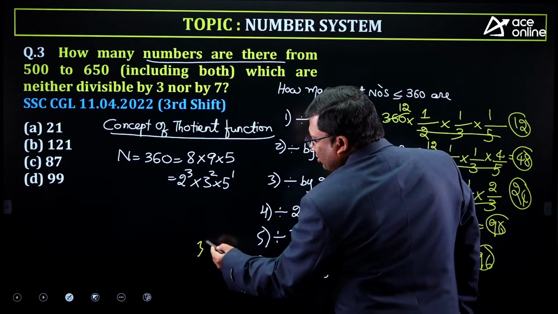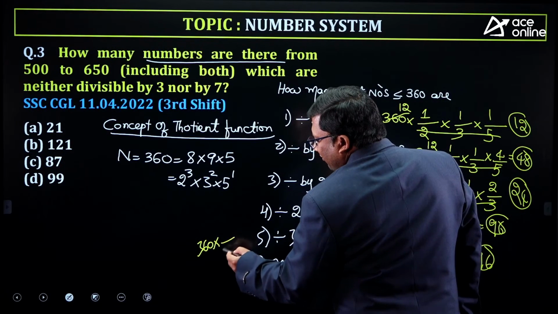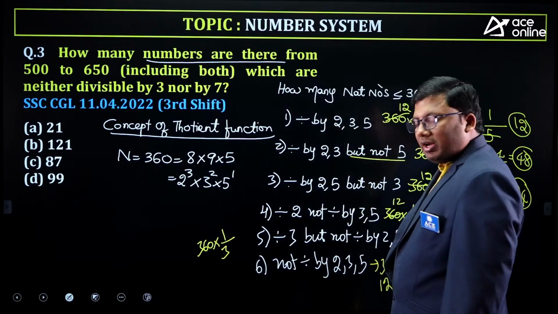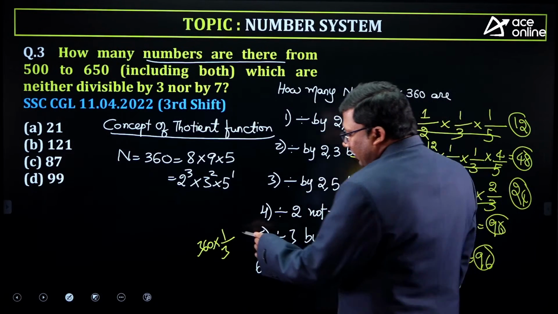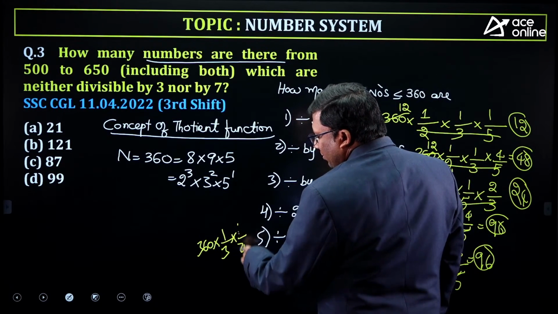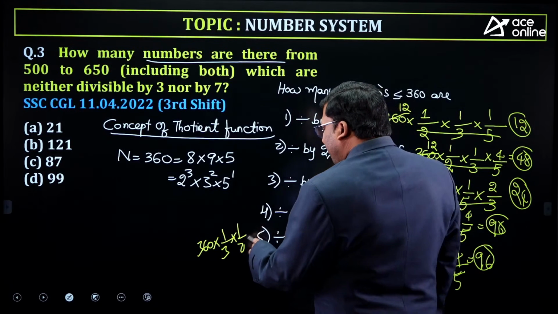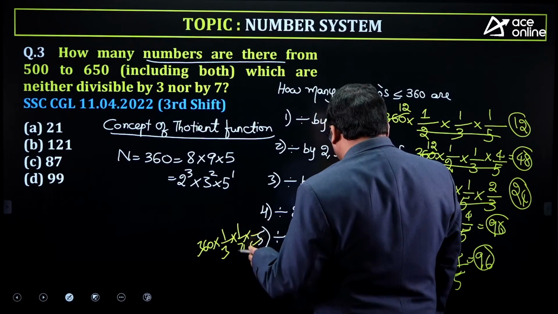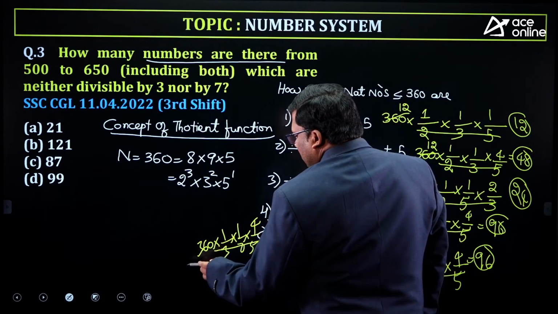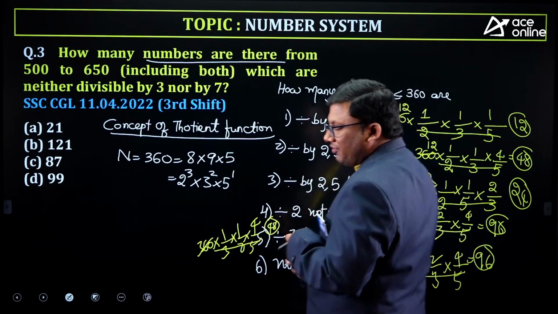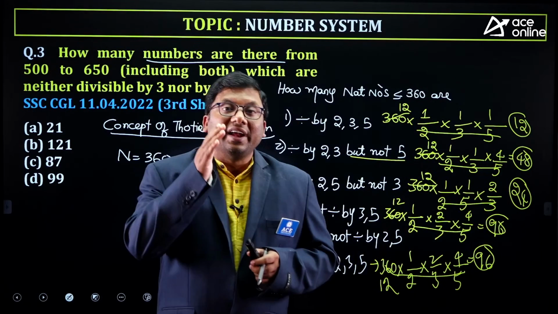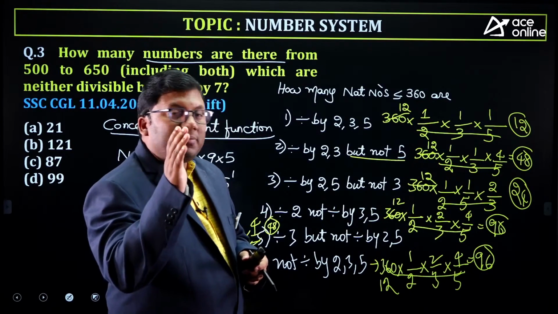For every 360 consecutive numbers, for every 3 numbers, 1 number is divisible, but not divisible by 2 and 5. For every 2, 1 number is divisible, 1 is not divisible. For every 5, 1 number is divisible, 4 not divisible. 6 5s are 30, 12 4s are 48. I hope the idea is very much clear.